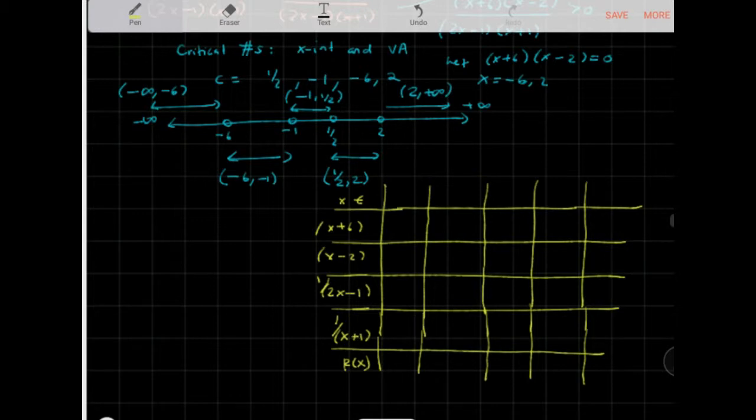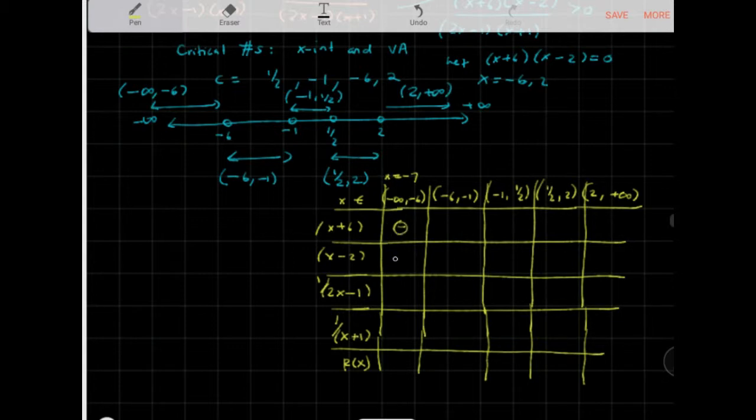Okay, so I'm going to write my intervals up top: negative infinity to negative 6, negative 6 and negative 1, negative 1 and 1/2, 1/2 and 2, 2 and positive infinity. Now that I have all of my intervals, I'm going to plug them into this function. Let's say x is equal to negative 7.